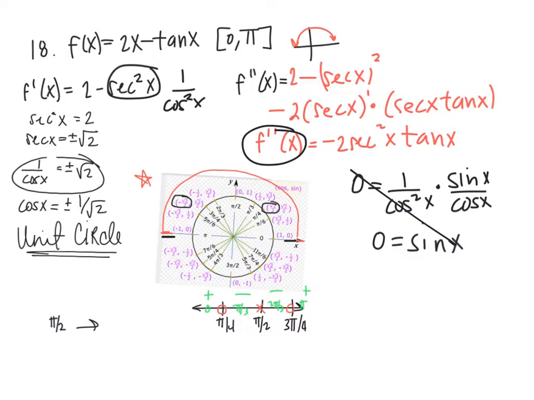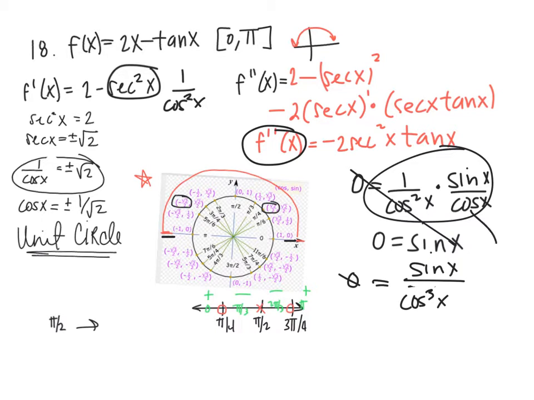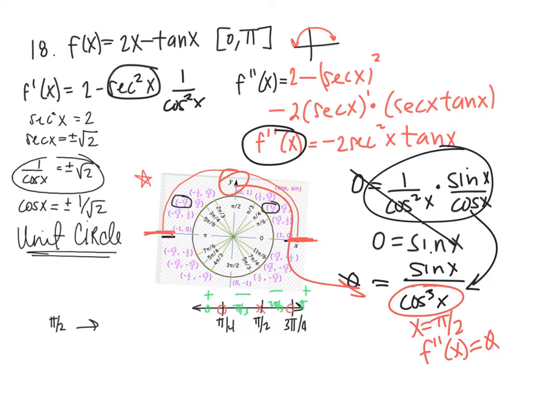But is there a place where perhaps 1 over cosine to the third x, or let's call it sine x over cosine to the third x, which is that guy right there, is there a place where that is undefined? Is there a place where this is going to be 0 on the interval from 0 to pi? Yes, it's going to happen at pi over 2. When x is pi over 2, f double prime of x is undefined. So we need to test it as a possible point of inflection.